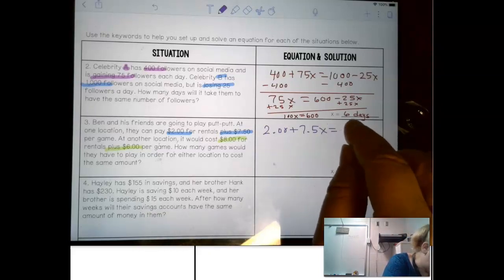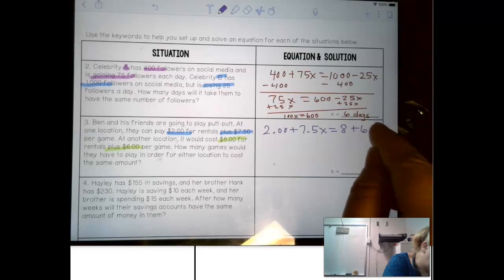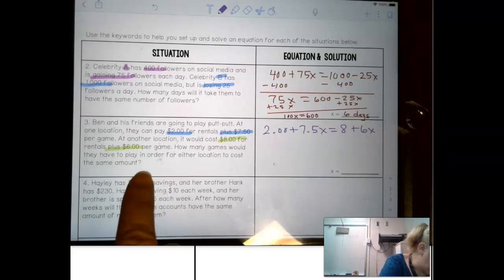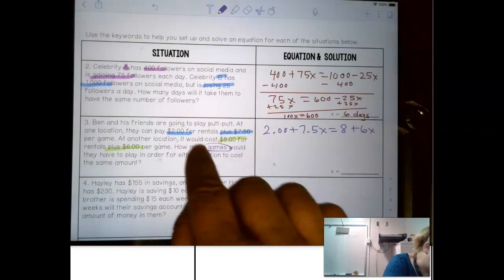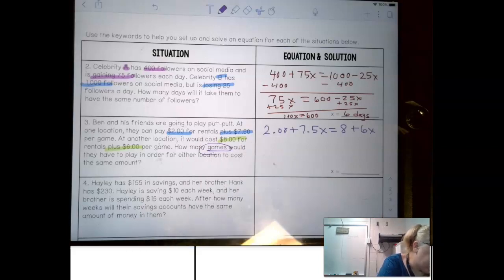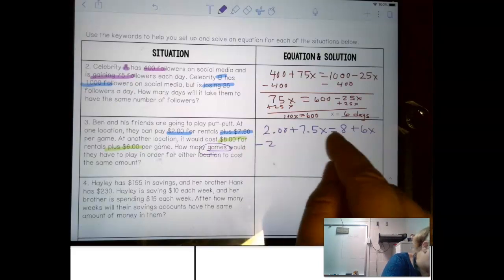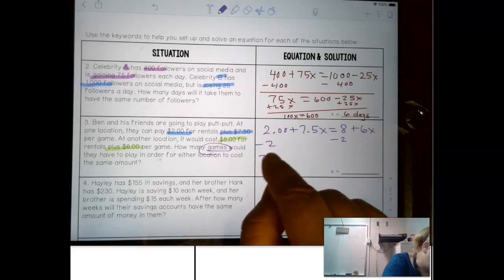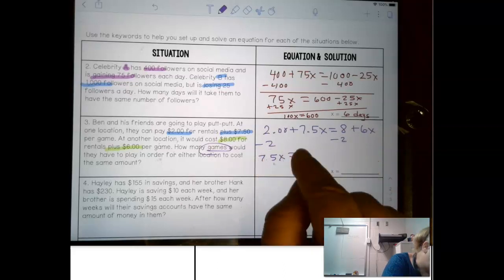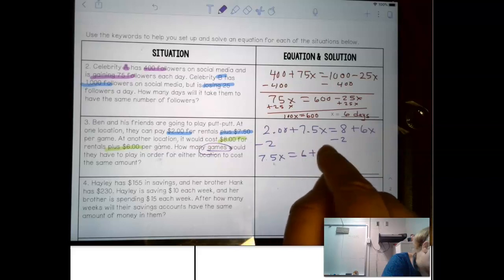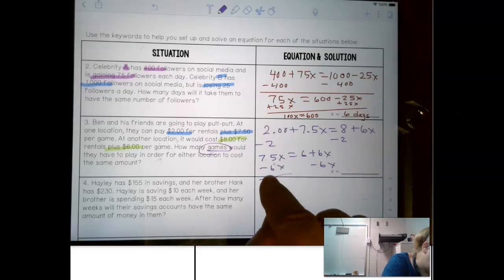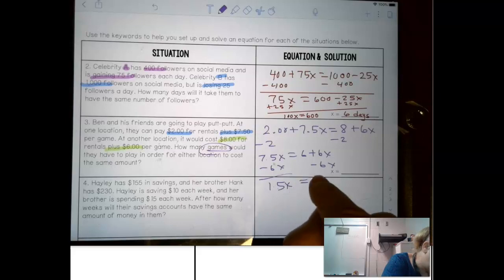And that is equal to $8 plus $6x. Now when we get done though, the number of games is going to be our answer, not dollars and cents. So I'm going to subtract 2 from both sides, and that will give me 7.5x is equal to 6 plus 6x. And then I'm going to subtract 6x from both sides. And that will give me 1.5x is equal to 6.